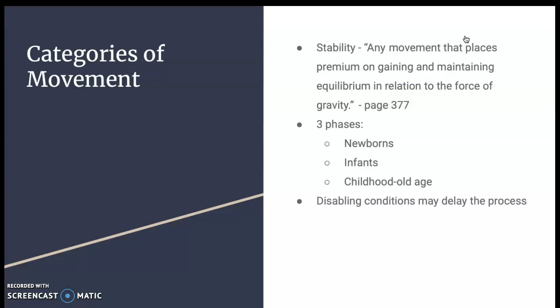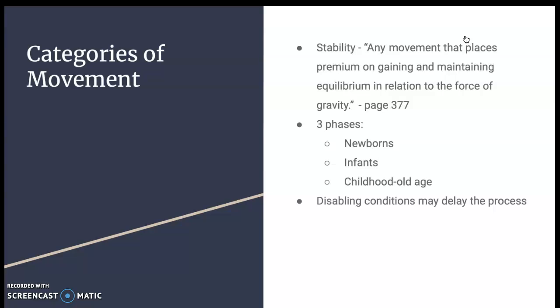There are three phases to every category. First are the newborns. In this phase, stability looks like controlling the muscles of the head, neck, and trunk. Second is infancy, and they should be able to sit and stand on their own. And then individuals in childhood and beyond, they should be able to stand without support, balance on one foot, twist and turn, reach and lift, everything we're basically able to do right now.